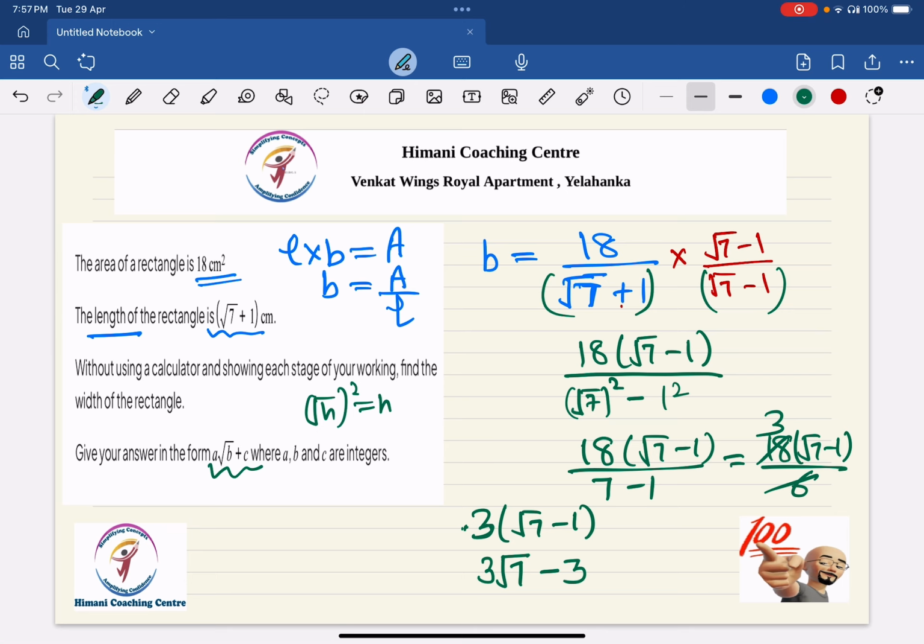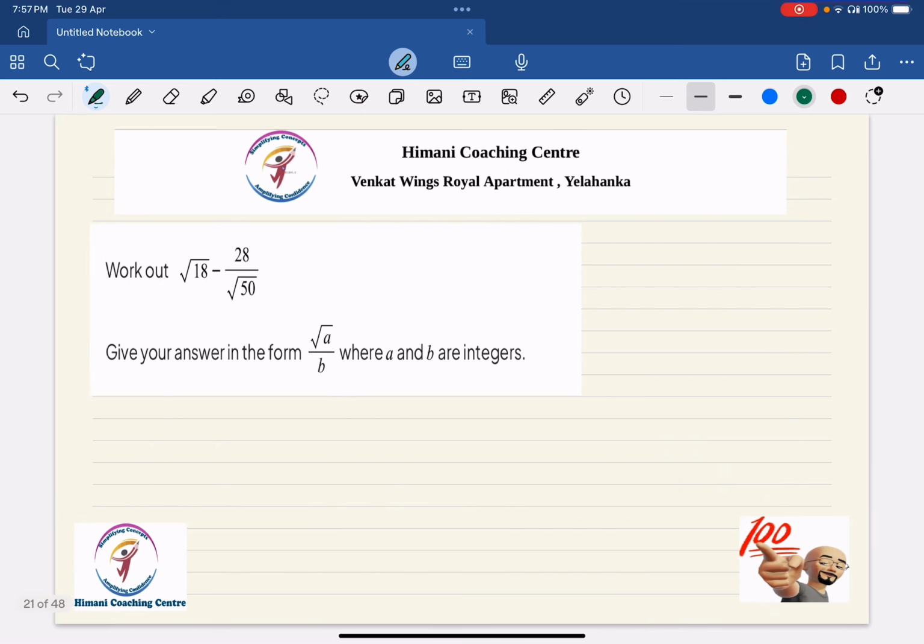Okay. Now let us move to the next question. Here we are asked to work out root of 18 minus 28 by root 50 and give the answer in the form of root a by b. So when we do surds, what are surds? They are irrational numbers. And what are irrational numbers? The square roots of prime numbers.